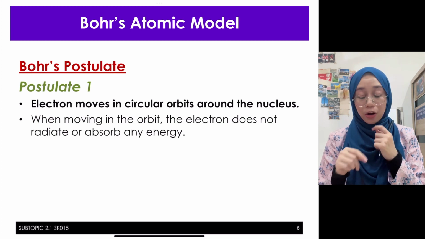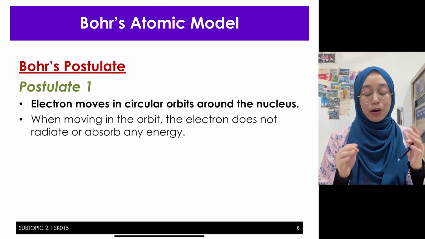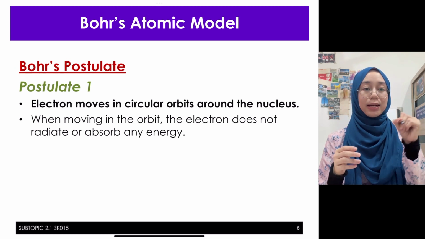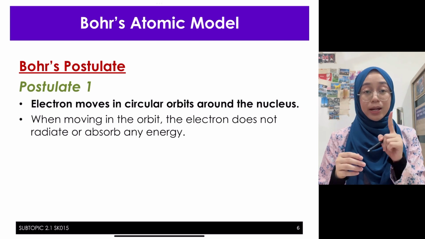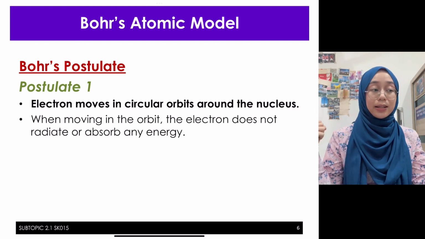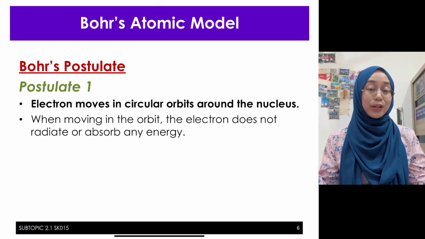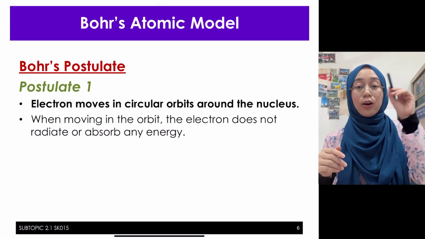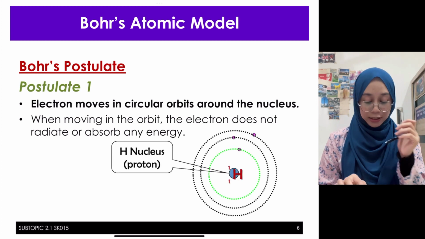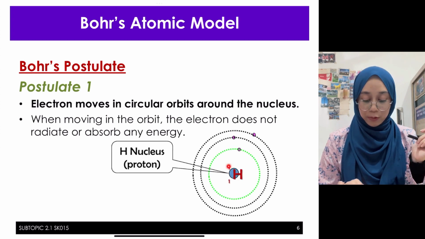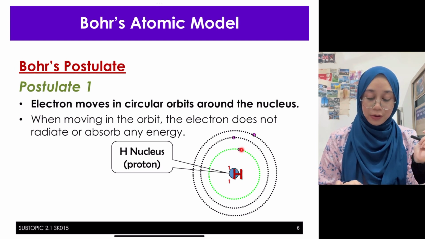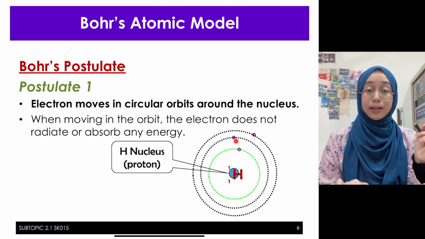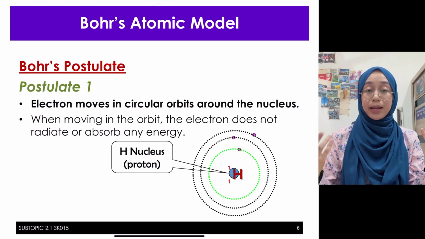Okay, so when moving in the orbit, the electron does not radiate or absorb any energy. So dia akan fix dekat satu tempat sahaja. So kalau dia dekat n equals to 1, okay, energy level number 1, so dia tak akan absorb energy, dia tak akan release energy at the same time. So dia akan fix dekat that particular orbit. Okay, so for example, kalau yang kita punya proton ni kita punya hydrogen nucleus ni kan, dia ada satu elektron ni. So kalau dia ada satu elektron yang berada dekat n equals 1, so dia akan sentiasa berada dekat sini je without radiate or absorbing any energy.